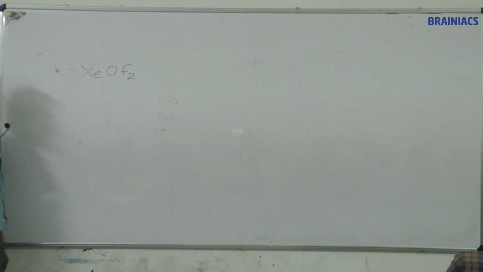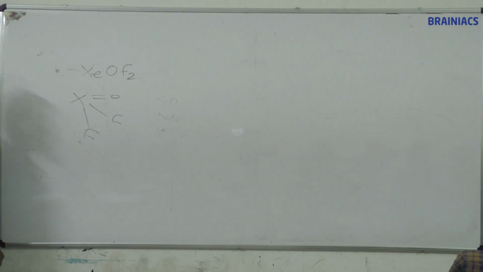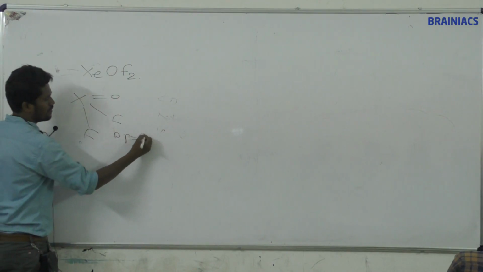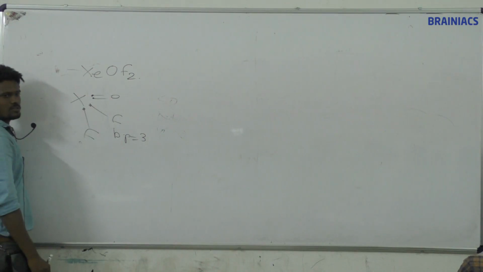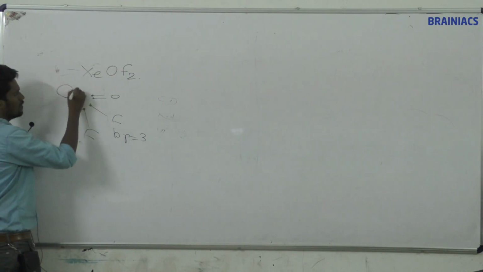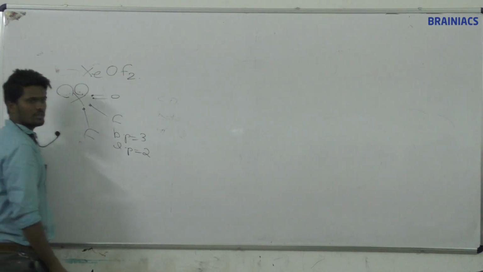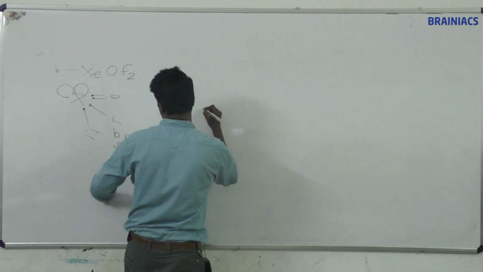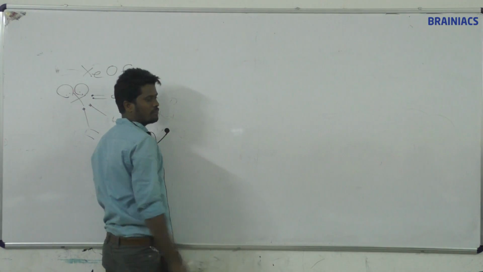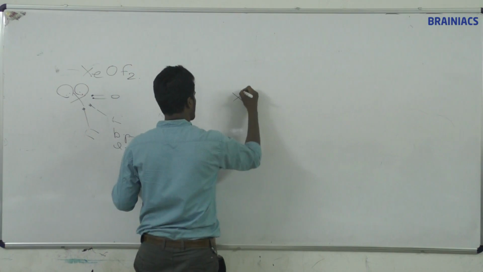XeOF2. So XeF, right? So what is the total bond pair of electrons? It is equal to 3. Okay, right? 1, 2, 3. So how many valence electrons? 8. So out of 8, 4 are participated, so there will be 2 lone pairs. So lone pair of electrons is equal to 2. So what is the geometry? Trigonal bipyramidal. So that is XeOF2 with the 2 lone pairs of electrons.